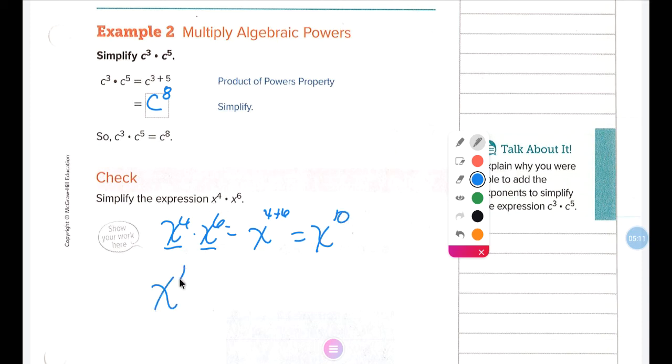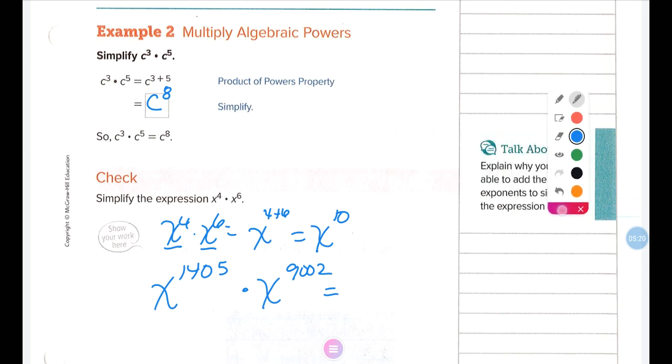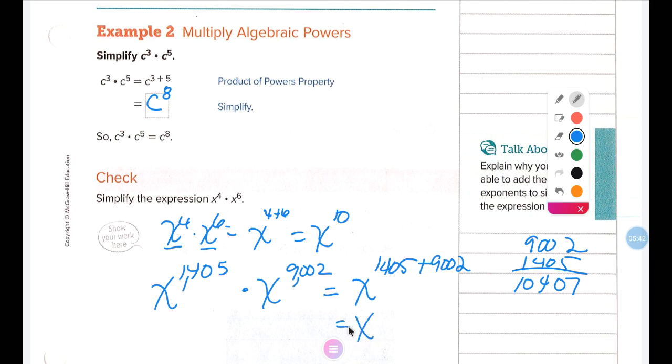Let's do x to the 1405 times x to the 9002. Go ahead and do that problem really quick. Press pause. So x to the 1,405 times x to the 9,002 gives us x to the 10,407. So really, as long as the bases are the same, you go ahead and add the exponents. That's the rule of thumb.